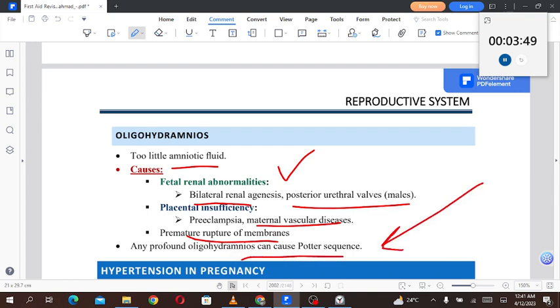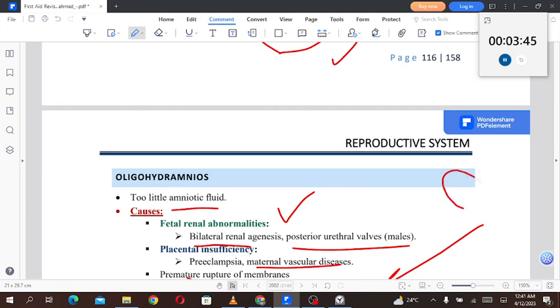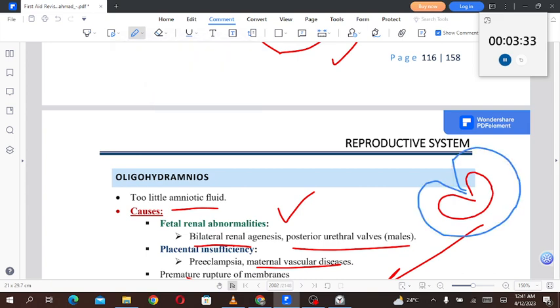So what is Potter sequence? Potter sequence means that the fetus is basically wrapped in the amniotic membrane. Suppose this is the fetus, and the amniotic cavity looks something like that, the blue one being the amniotic membrane. So if there is oligohydramnios, the amniotic fluid is present over here, and resultantly the amniotic membrane will wrap completely around the fetus. So the fetus will not have room to grow.